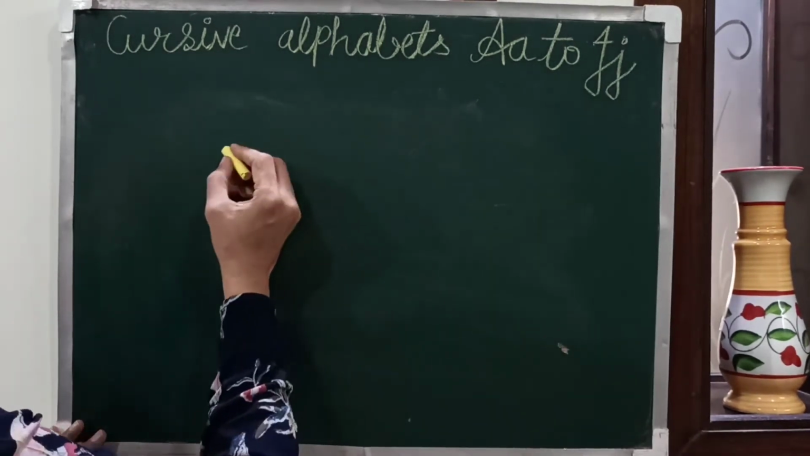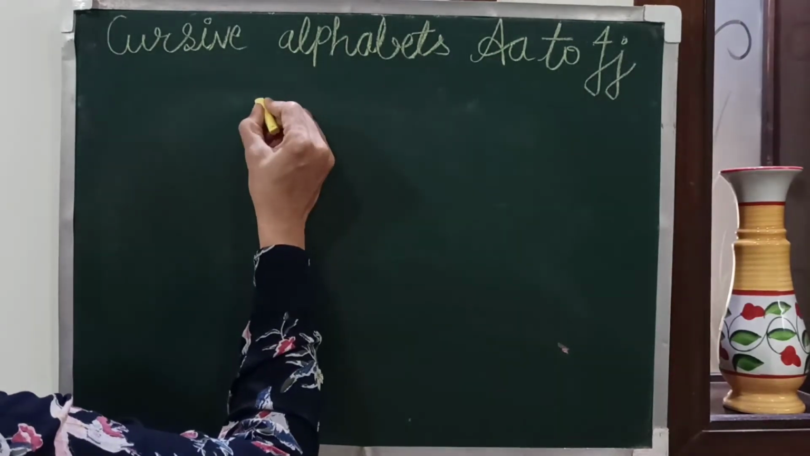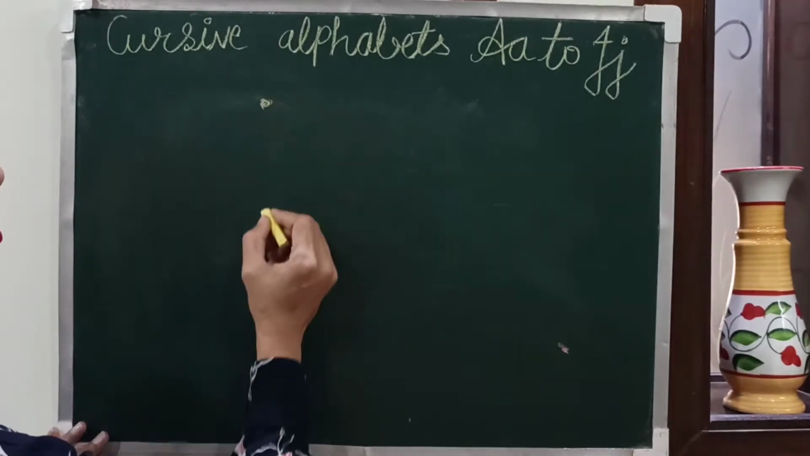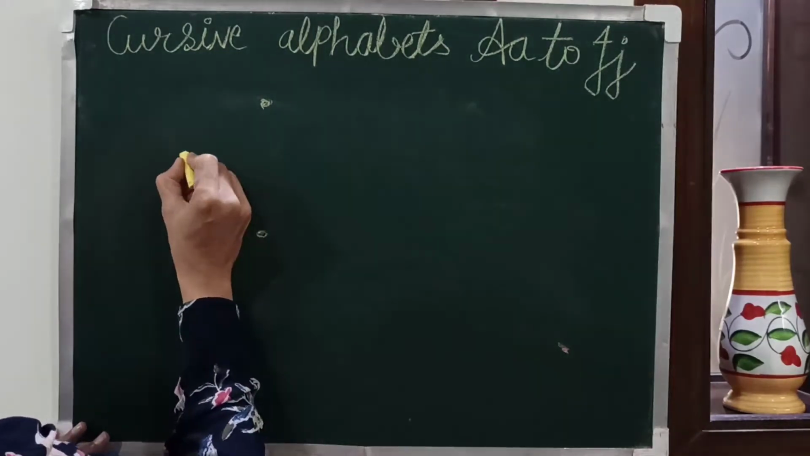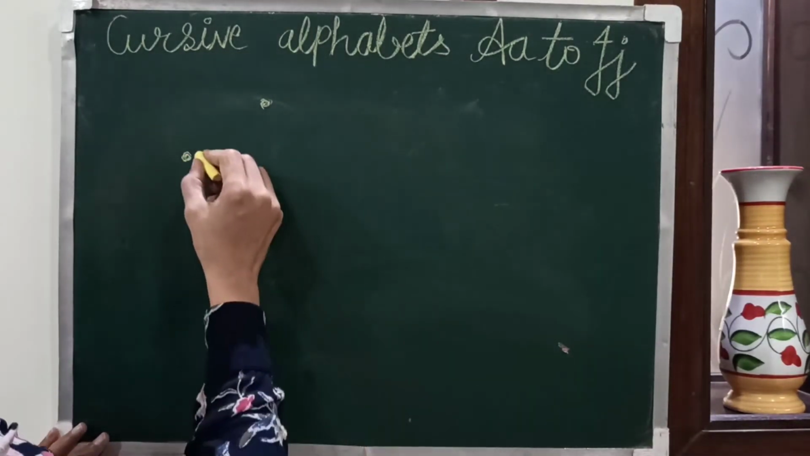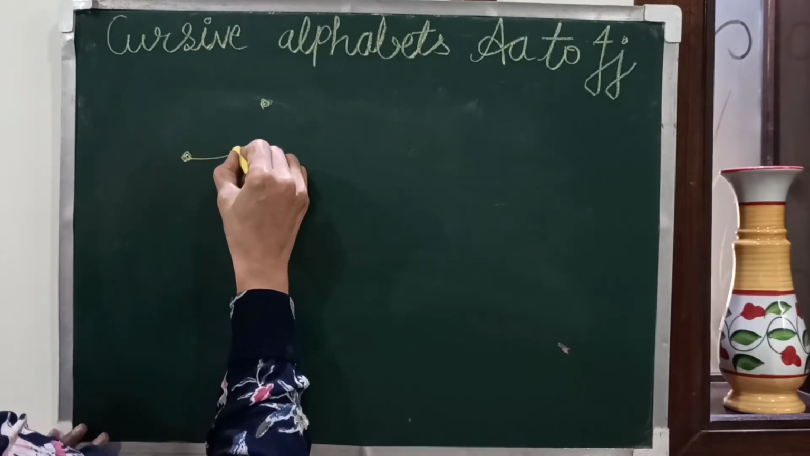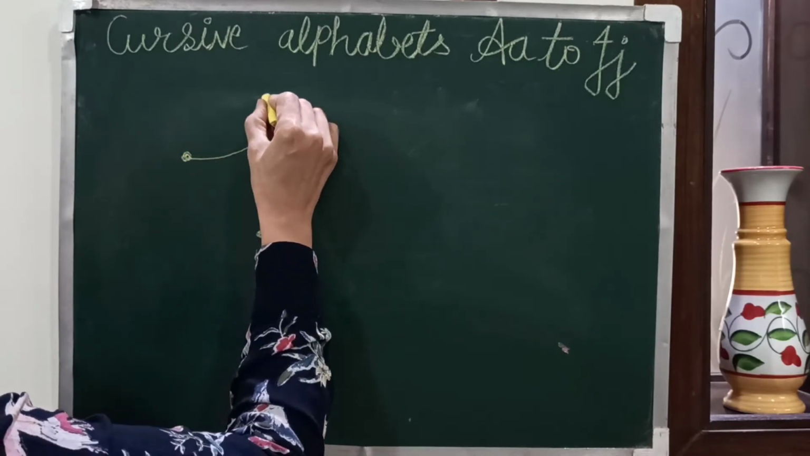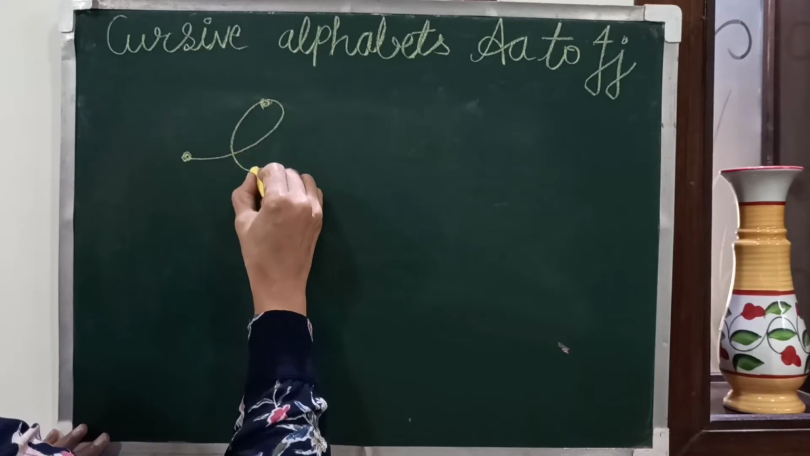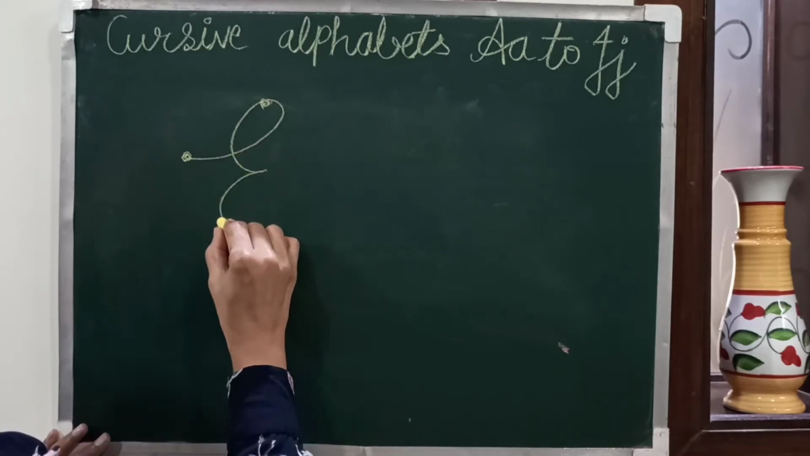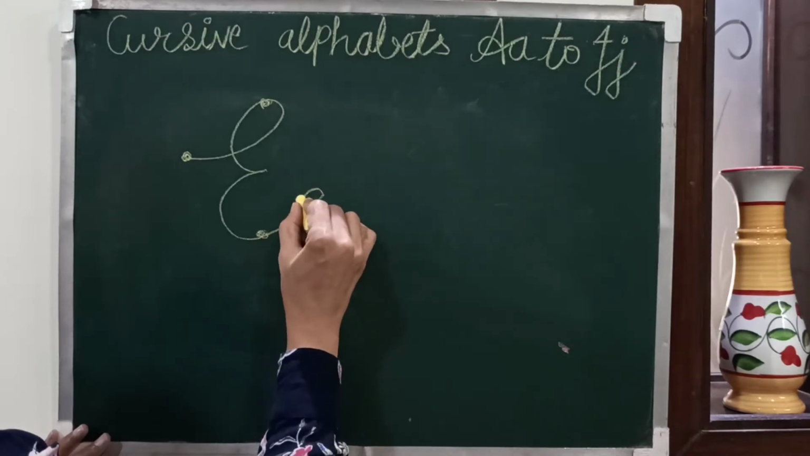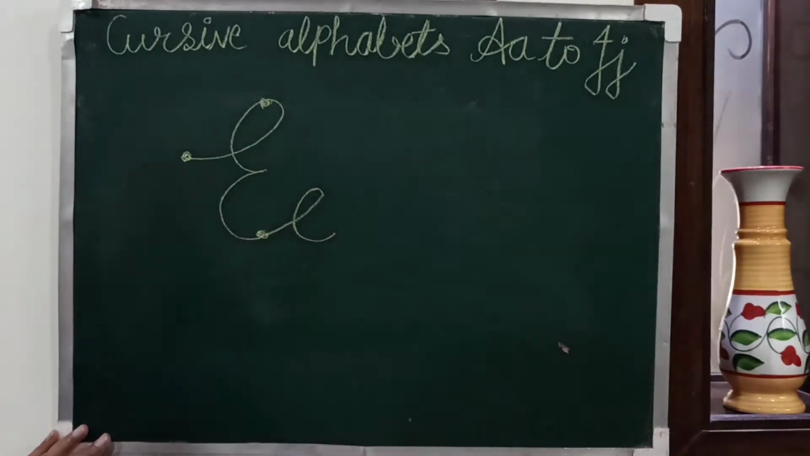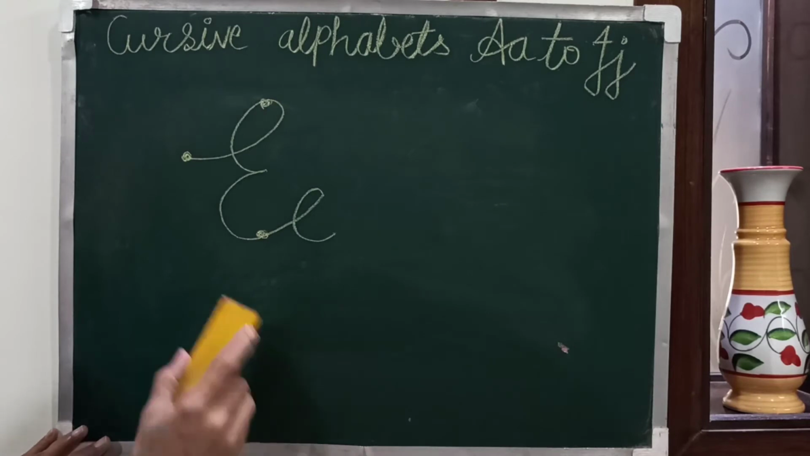Okay, now alphabet E. For alphabet E, again, now we have to give 2 dots here and 1 dot here. Go up like this. Make small e like this. Then again a curve. Go up and turn. This is cursive alphabet E.